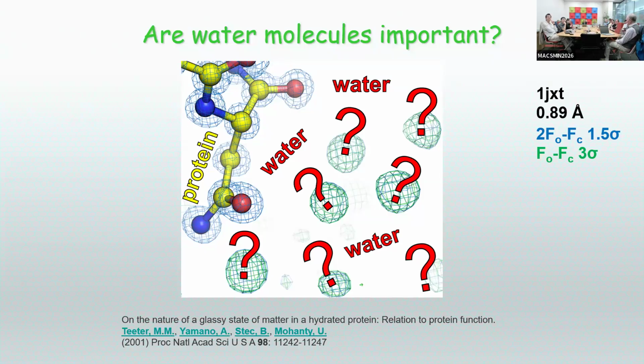And as you can see, if you do some calculations using the deposited data and deposited map, absolutely perfect waters, those famous pentagonal arrangements of water molecules and so on, are all there, but not in the deposited coordinates.